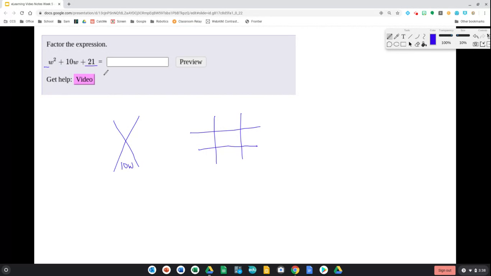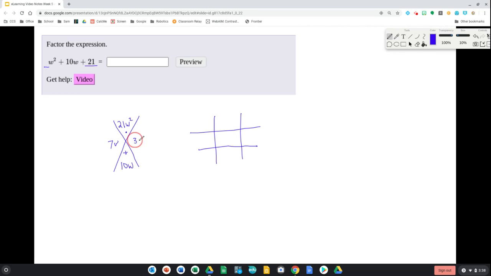So w squared times 21 would be 21w squared. And remember, our goal is to figure out numbers that you can add to get 10 and multiply to get 21. So what combination will work to add to give you 10 and multiply to give you 21? Okay, hopefully you found 7 and 3.